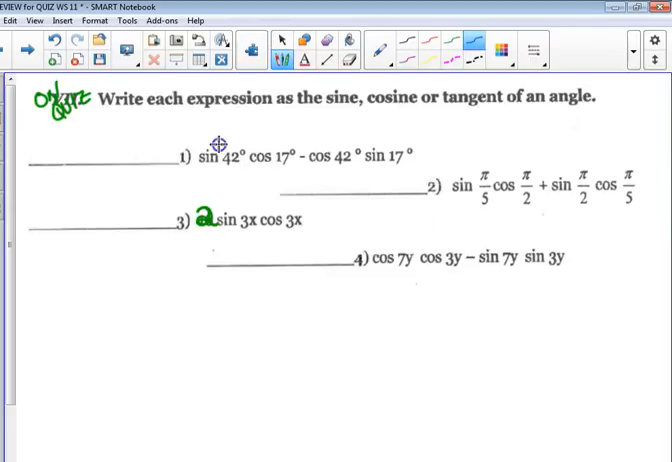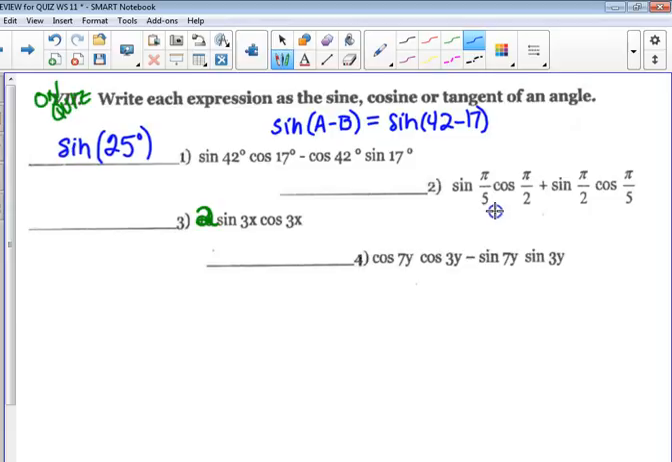Okay. All right. So can you find something on your blue sheet that says sine, cosine, minus cosine, sine? Okay, and what are the A and B for us? 42 minus 17, which is 25 degrees. That one wasn't too bad. This one is tricky.